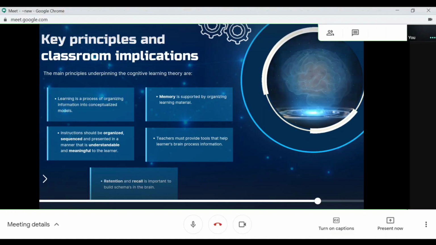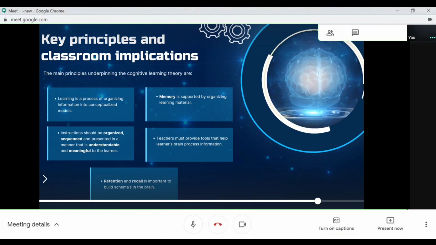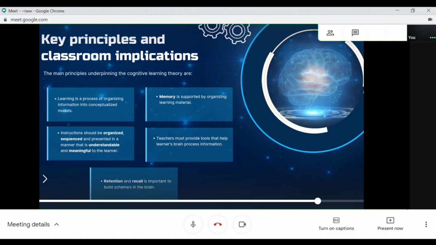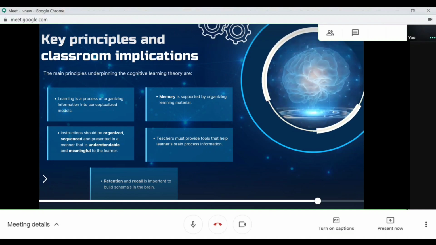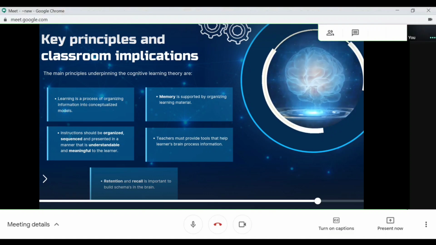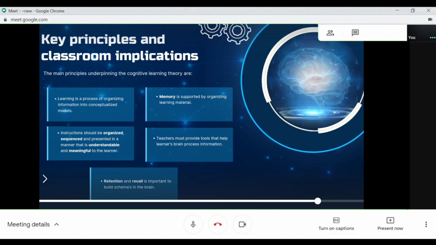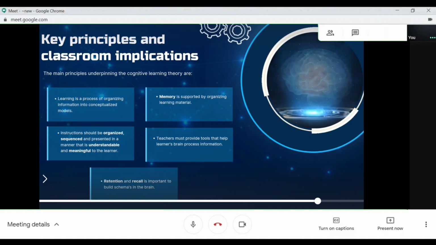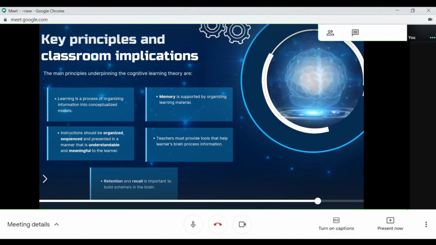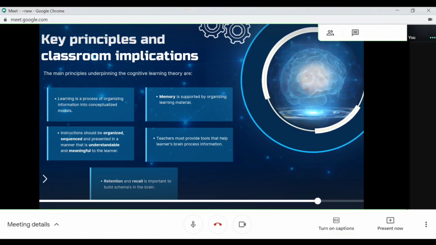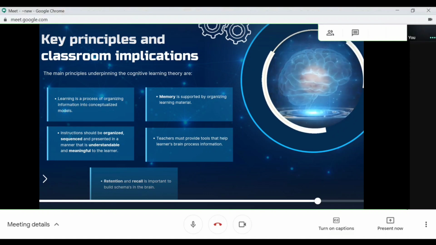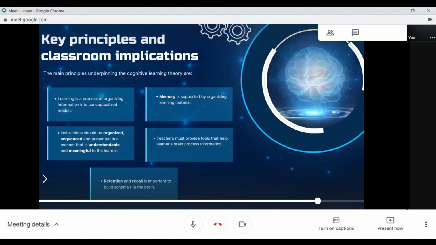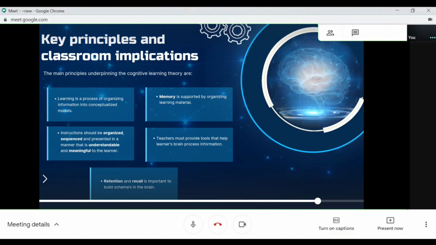The key principles and classroom implications. These are the sum of the central principles in cognitivism and their implications in the classroom. First, learning is a process of organizing information into conceptualized models. So what are conceptualized models? Conceptualized models are abstract, psychological representations of how tasks should be carried out. It consists of concepts used to help the students to know, understand, or simulate a subject. It's a concept in order for the students to understand more easily.